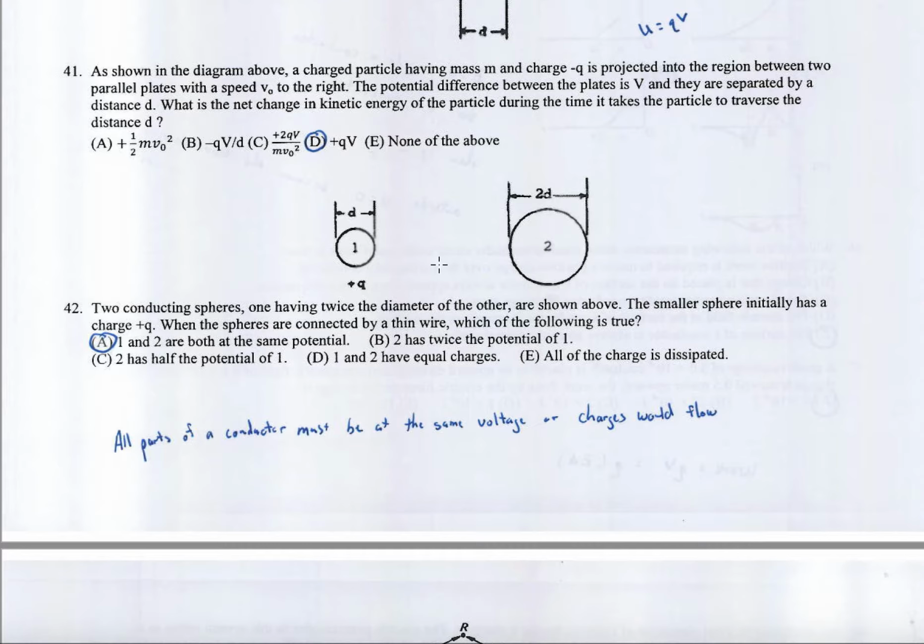Charge doesn't flow because they're at the same potential. They may or may not even have the same charge. In this case, since they're different sizes, they are not going to have the exact same charge on each other, but they have to have the same potential, right? That's what a wire does. It connects them electrically and allows electrons to flow back and forth, and they're going to flow until they're at the same potential.